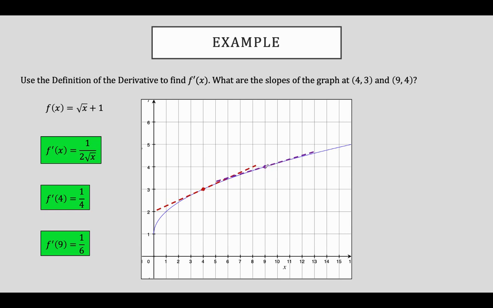If I were to continue with this line, notice I go up 1 over 1, 2, 3, 4, 5, 6, right? This would continue all the way out to here. The slope is 1/6. Right, so that's how we can find the slope of the tangent line at a particular point.